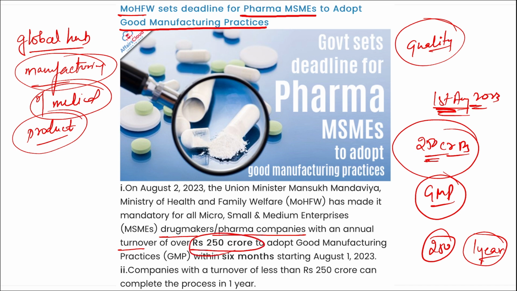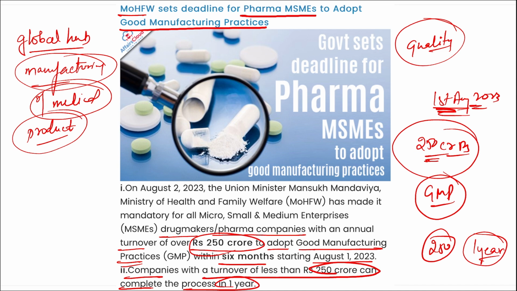of more than 250 crore have to adopt good manufacturing practices within 6 months starting 1st of August 23, and the companies with a turnover of less than 250 crore can complete the process in just 1 year, right?